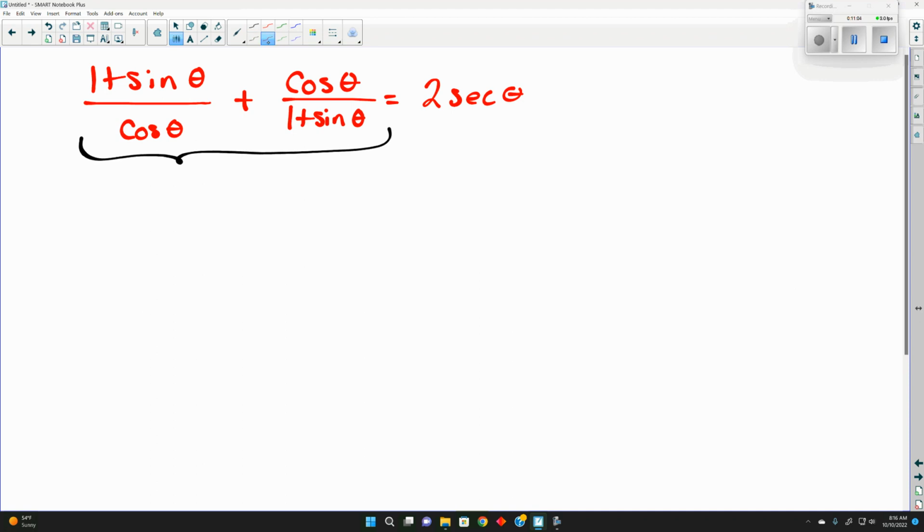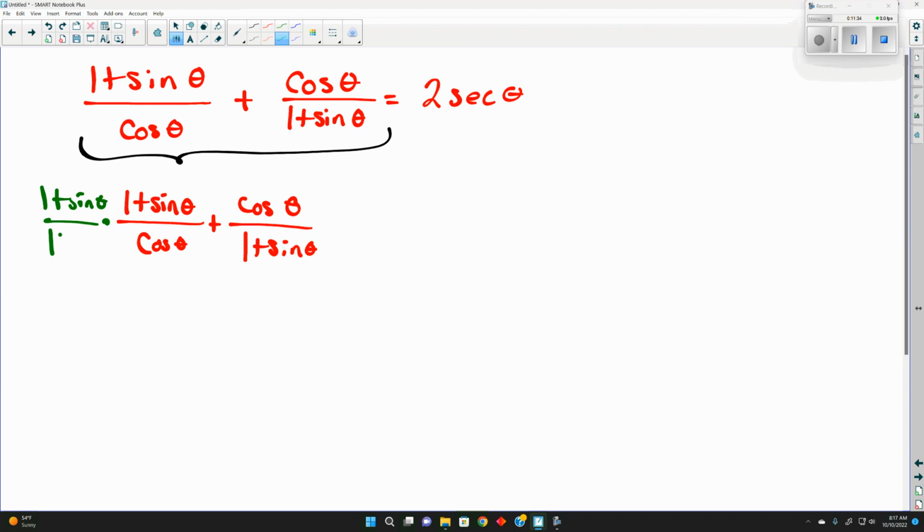Now for the left side, we're wanting to add these two together, but to add two fractions together, the denominators have to be the same. So for the one on our left and the one on the right, we're going to have to multiply both of them by something so that the denominators are the same. Well, for the one on the left, I know I'm going to have to multiply top and bottom by 1 plus sine of theta. And on the right, I'm going to have to multiply top and bottom by cosine of theta so that the denominators are the same.